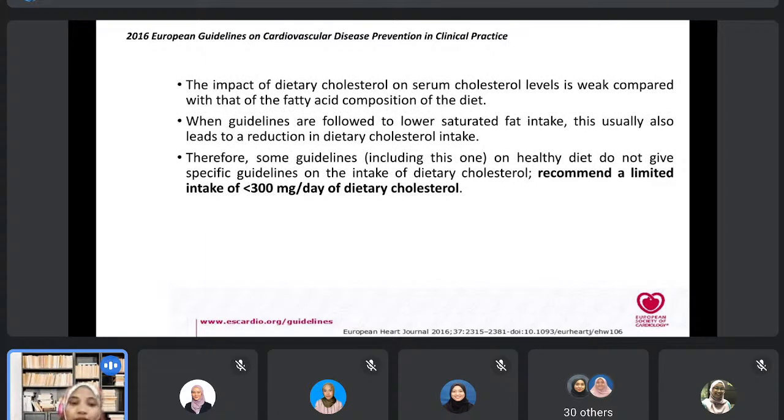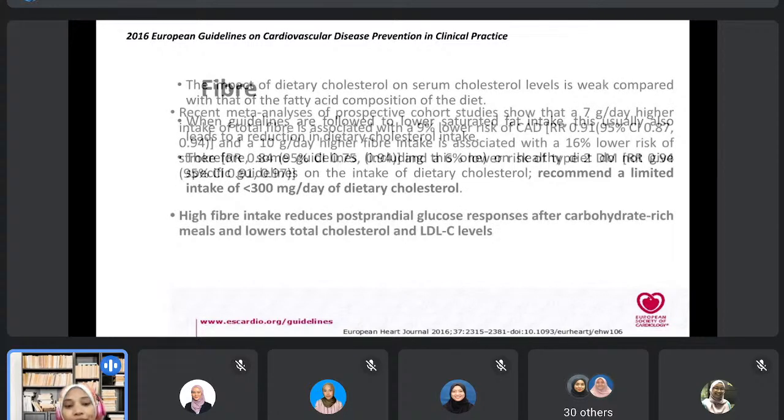And then this one dia kata, okay, the impact of dietary cholesterol on serum cholesterol level is weak compared with that of the fatty acid composition of the diet, which is trans fatty acid, saturated fatty acid. Okay, so when the guidelines are followed to lower the saturated fat intake, this usually also leads to a reduction in dietary cholesterol intake. Eventually dia akan berjalan seiringan. Okay, so therefore some guidelines on healthy diet do not give specific guidelines on the intake of dietary cholesterol, but it is recommended to consume a limited intake of 300 milligram daily of dietary cholesterol.